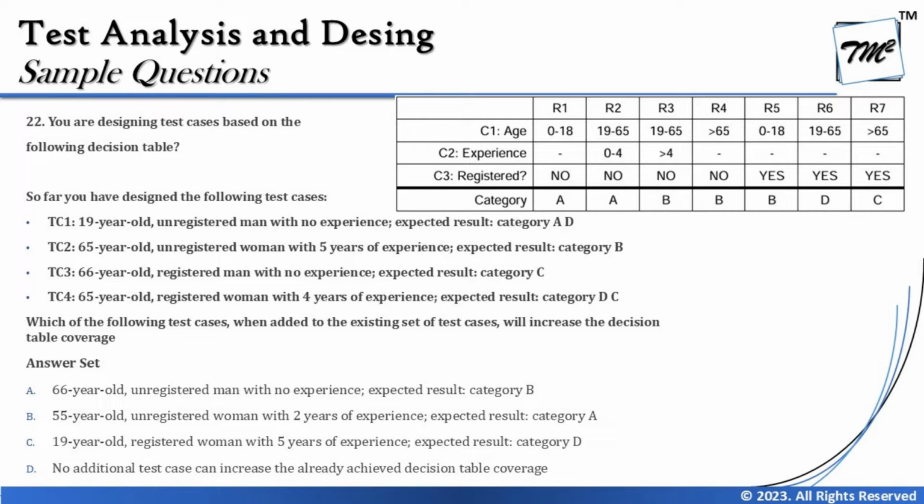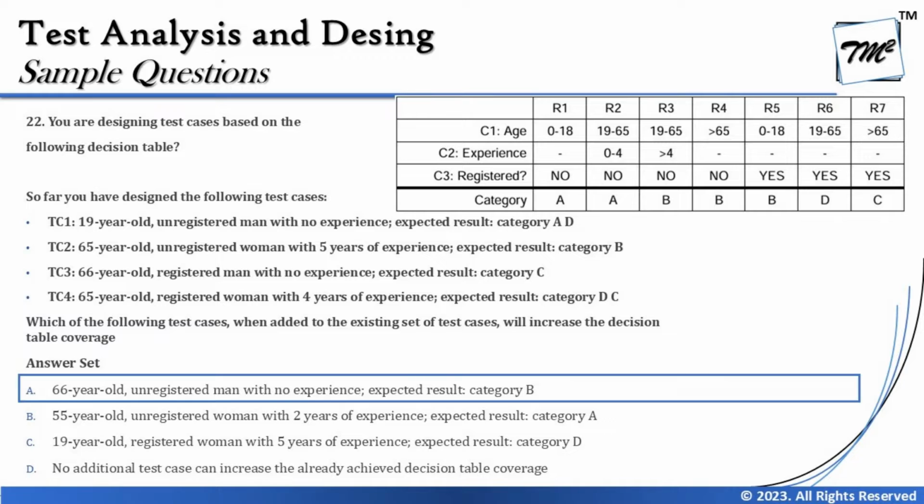So put together, the right answer for this particular question is A, that is a 66-year-old unregistered man with no experience. The expected result is category B, which covers rule 4, which is an addition to our existing test cases to add more value. Let's move on to the next question.